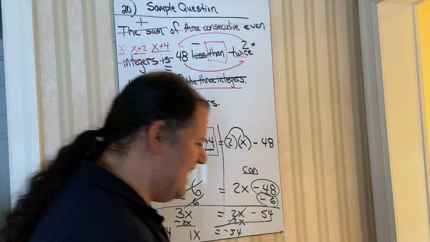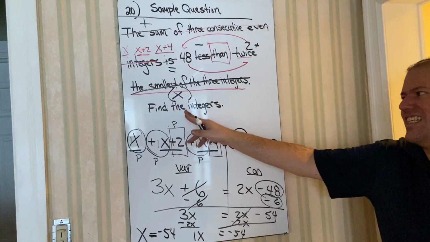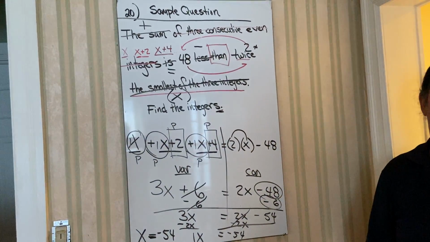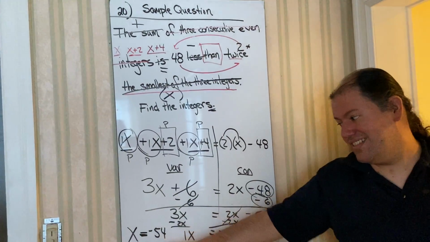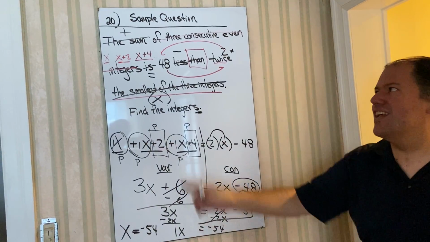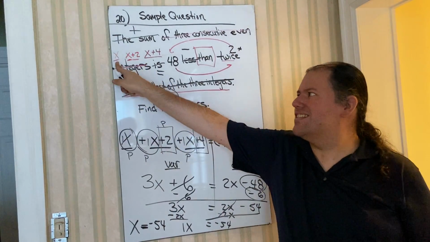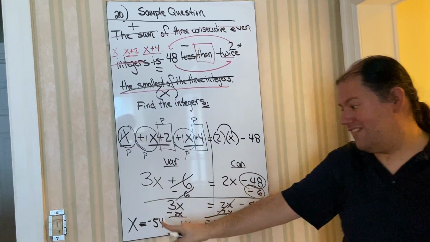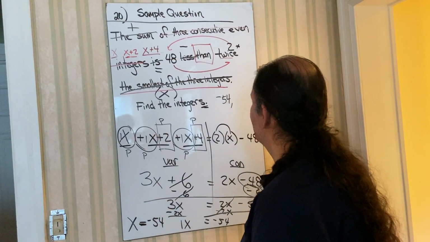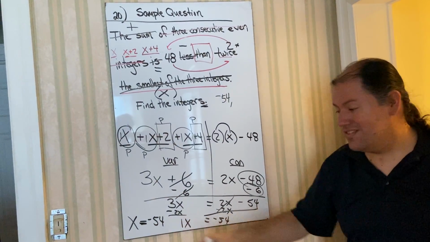Now the question is, is that your final answer? Well, look at this last statement. Find the integers. If the question said find the smallest integer, then x, yep, that would have been your answer. But this says I want integers. How many? 3 of them. What would they be? Start off with the x. So, there's my first integer, negative 54. To get to my next integer, I'm going to have to add 2 to the x.